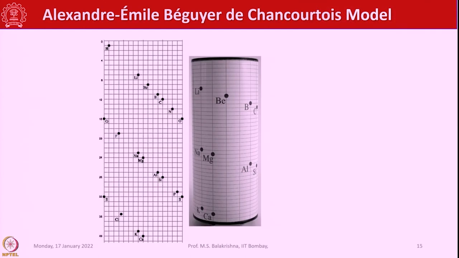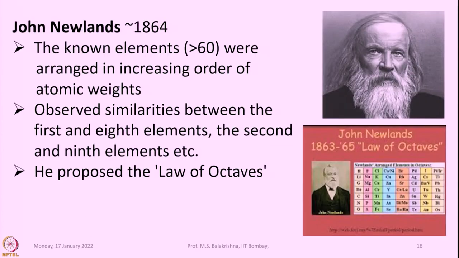This is the first attempt to systematically arrange all elements known in the periodic table. John Newland, another English chemist, tried to arrange the 60 elements known at that time in the increasing order of atomic weight. And he observed several similarities between the first and eighth element, the second and ninth element, and third and tenth, and so on and so forth.